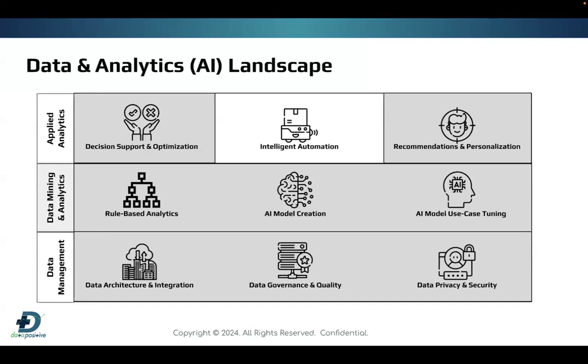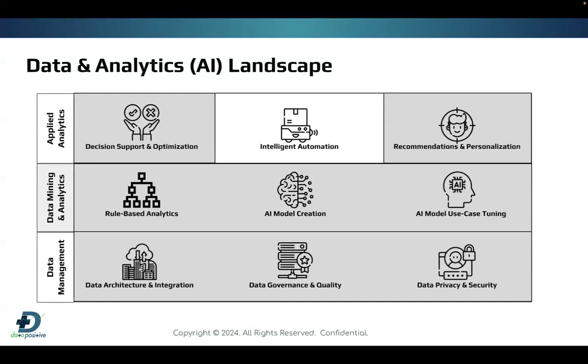You have intelligent automation, which we are going to dive deep into today. And then you have your recommendations and personalization. And then in the data mining and analytics swim lane, we have rule-based analytics. This is typical of before we had the power of Python and R and Databricks and everything else. People were in Minitab doing all sorts of rule-based analytics. It still can be applicable in many ways. It's just an extension of natural programming, which is rule-based or logic-based if-thens.